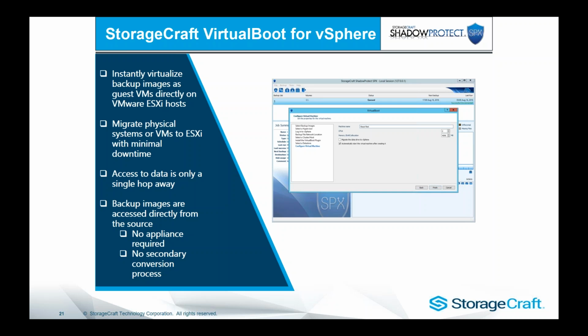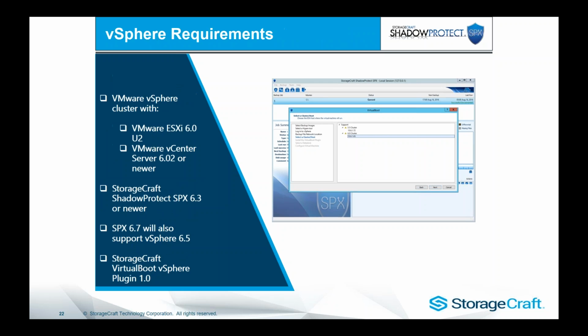So with vSphere, again, we can instantly virtualize backup images regardless of where the original servers came from. We'll sort out the drivers. The vSphere VirtualBoot can also facilitate a complete migration, so P2V migrations. Access to data is only a single hop away. So this is a really powerful part that really differentiates our solution, is that VMware talks directly to our backup image. We don't route them through a separate management VM or backup server. It's direct over SMB to the backup image, and therefore you don't have to have the backup and DR appliance or secondary conversion process. So we're getting better performance.